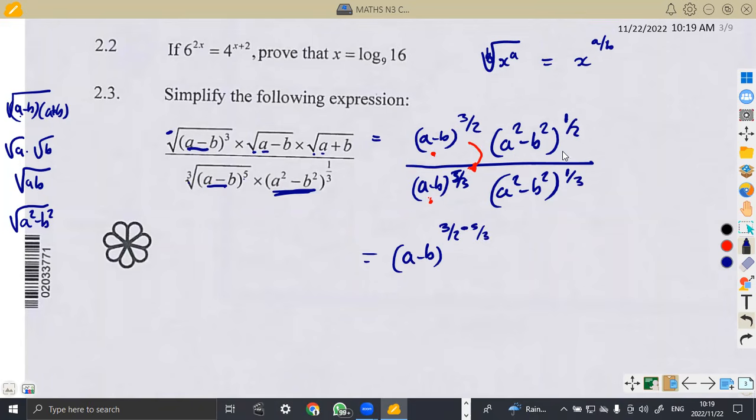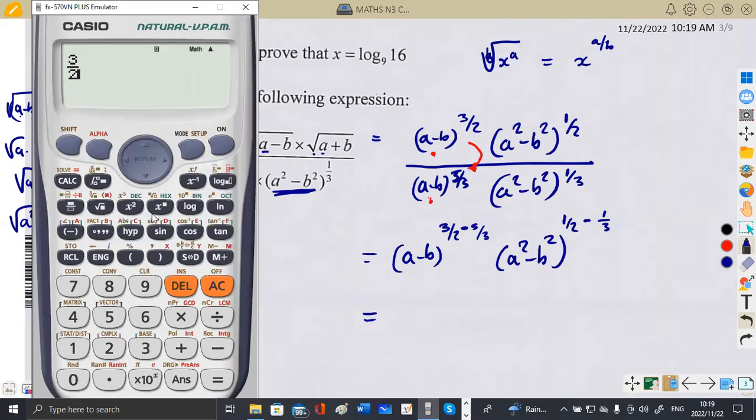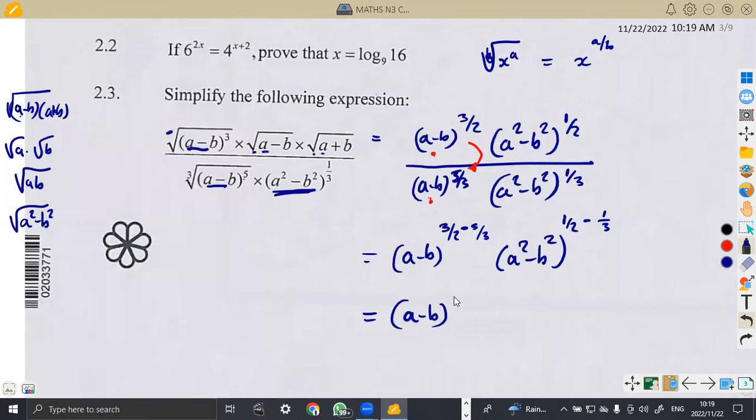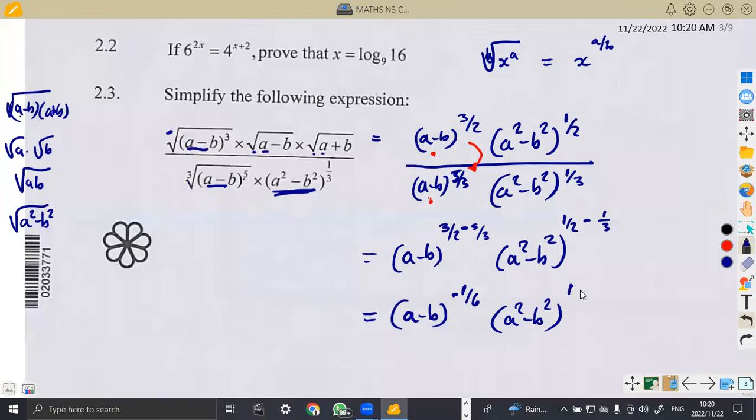Then we move on to this same thing here. We've got a squared minus b squared to the exponent of a half minus 1 over 3 because we are dividing. Okay, so let's see what we're going to have from our exponents. 3 over 2 from the exponent, minus 5 over 3, that's going to give us negative 1 over 6. So we've got a minus b to the exponent of negative 1 over 6. A squared minus b squared to the exponent of what? Let's see the answer there. That's a half minus 1 over 3, which is going to give us 1 over 6.